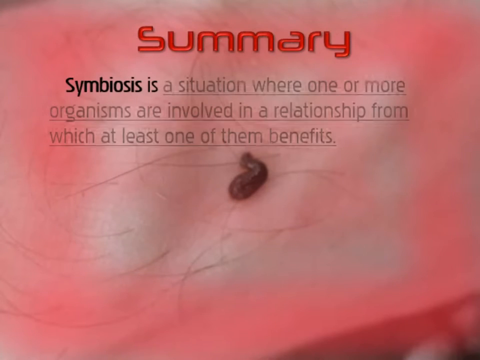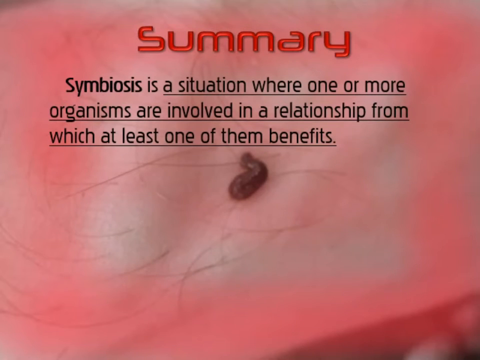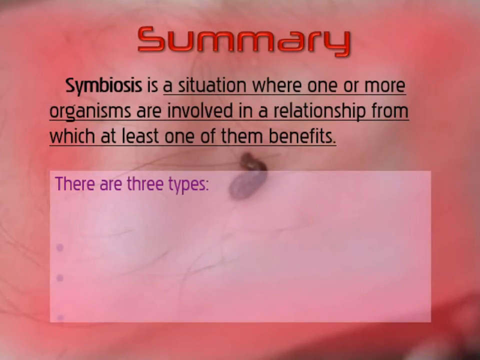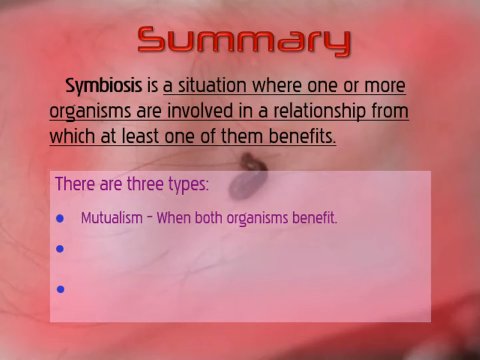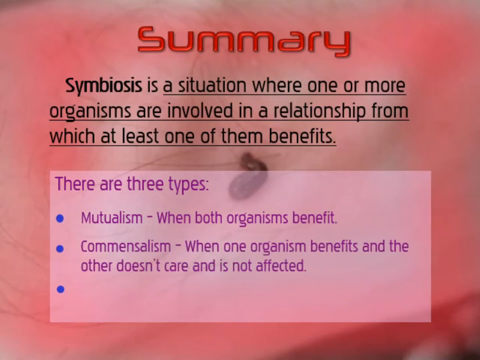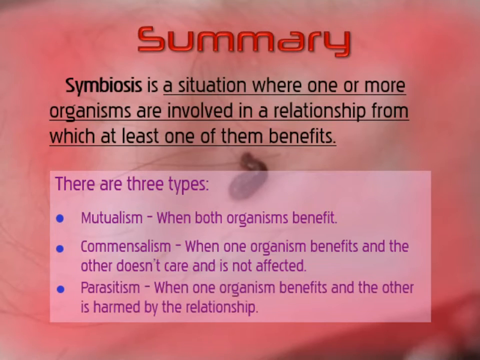So to summarize, symbiosis is a situation where one or more organisms are involved in a relationship from which at least one of them benefits. The three types of symbiosis are mutualism, which is when both organisms benefit. Commensalism, when one organism benefits and the other doesn't care and is not affected. And parasitism, where one organism will benefit and the other is harmed, or as we have seen, sometimes even killed by the relationship.